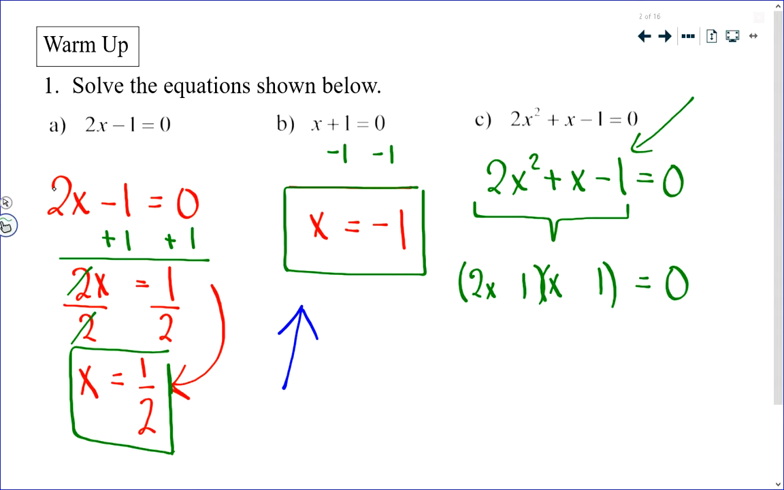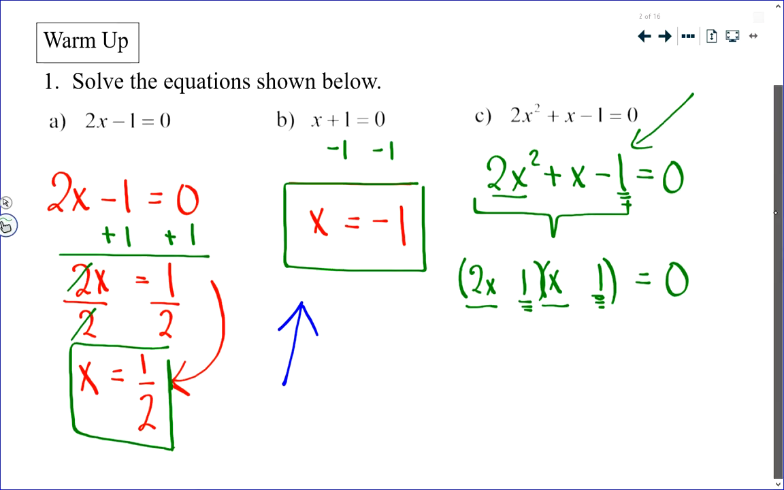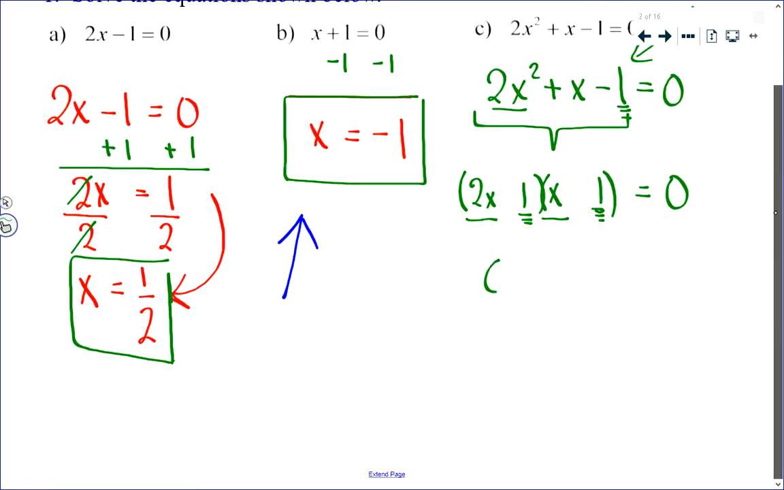If I were to FOIL this out, the 2x multiplied by the x gives me the 2x squared. So I know that that's correct. The 1 multiplied by the 1 gives me the 1. So I know that's correct. All I need to do now is look at my outer and inner. My outer is 2x times 1, which is 2x. My inner is 1 times x, which is x. And I need to combine these two terms to get positive 1x in my quadratic. The only way that's going to happen is if the 2x is positive and the 1x is negative.